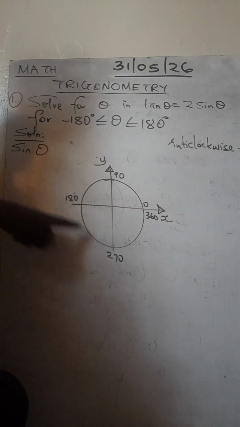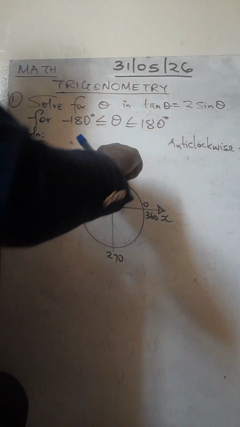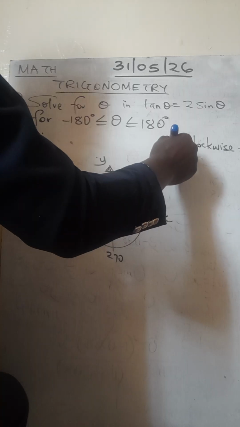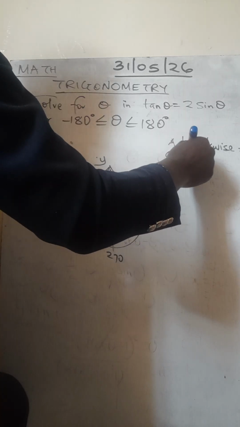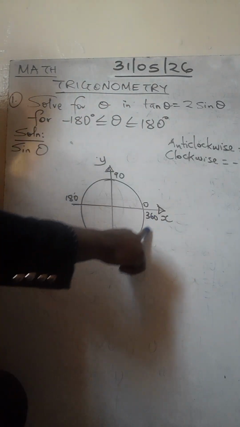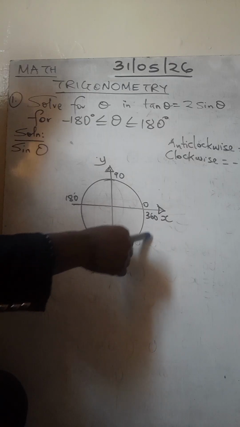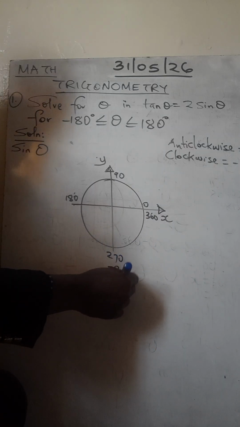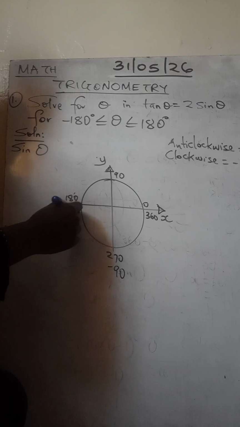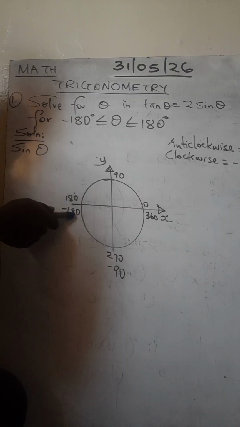0, 90, 180 to 270 like that. That is anti-clockwise. But if you go clockwise, this way, you're going to have negative angles. That is the negative direction, this way. So here we have 0. When you go this way, you will have negative 90 here. Continue this way, you will have negative 180. So this one can be positive 180 or negative 180.